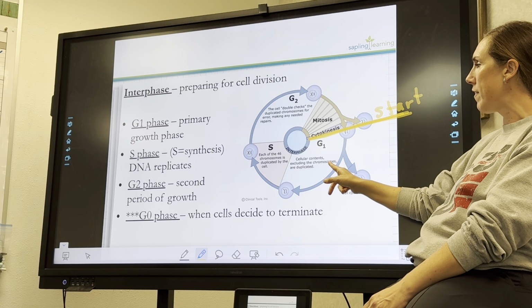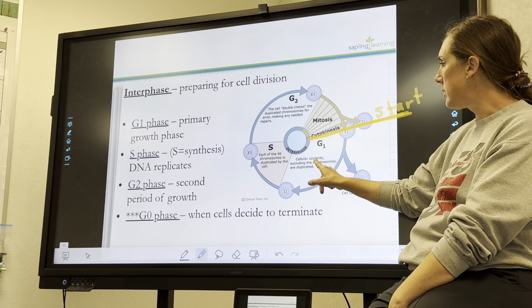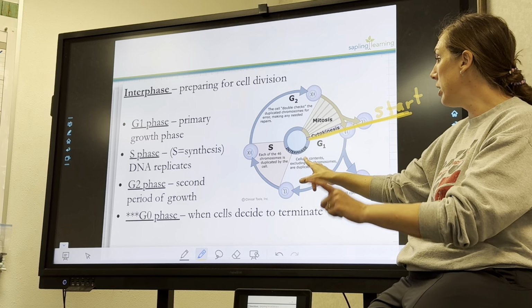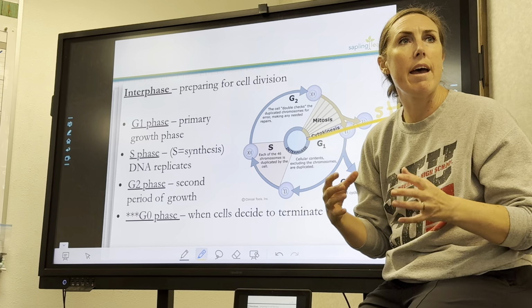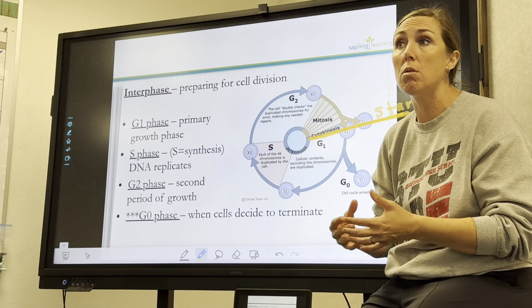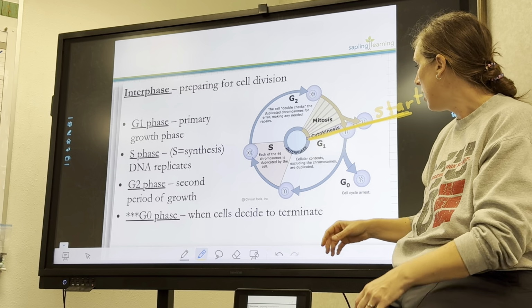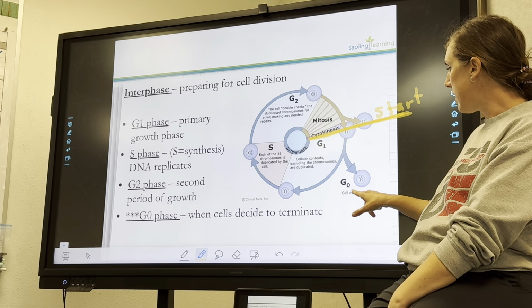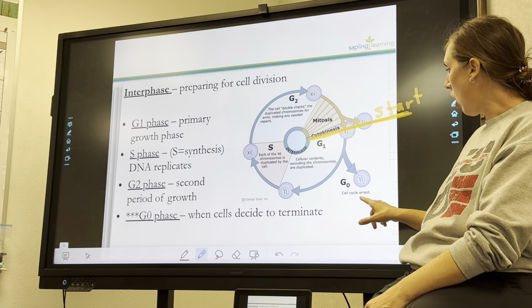So let's talk about interphase again. Ready? G1, cell contents, excluding chromosomes, are duplicated. So it seems like everything in the cell, including ribosomes, all the things, duplicates. You're growing, okay? G0, cell cycle arrest. Okay, so these checkpoints are called G0.